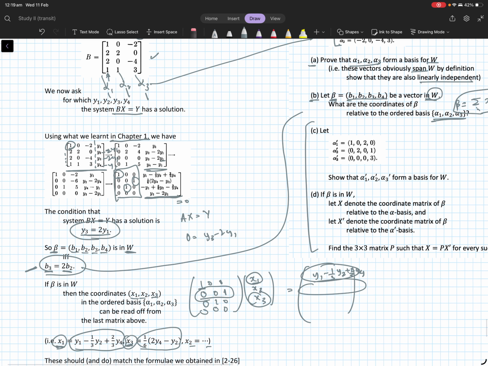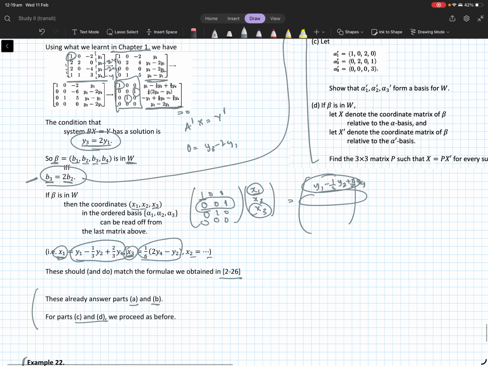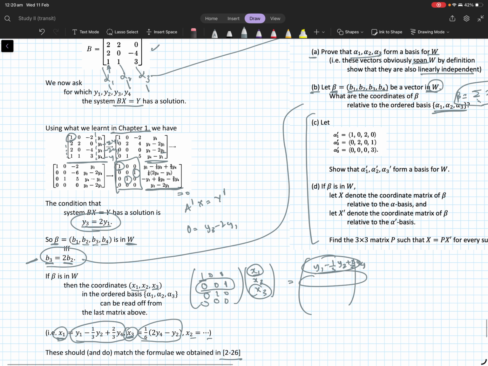Now remember that for this to have a solution, we argued that we'll have Ax equals y, right? So now let's just say A prime x equals y prime. So this will have solutions if and only if Ax equals y has solutions, right? This was one of the theorems.